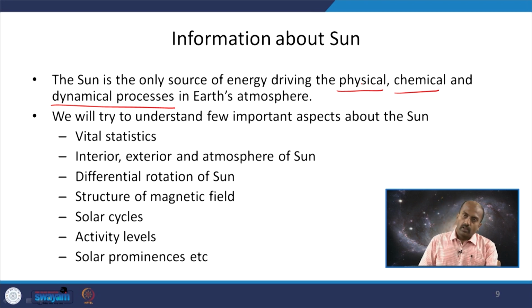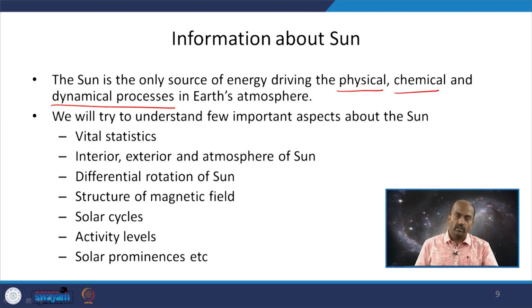Let us say, does the sun emit the same amount of radiation throughout, from eternity to eternity? Will it keep on emitting the same amount of radiation? Will it change over a period of time? Does the sun have any cycles just like any other star, any other main sequence star? Does the sun have any magnetic field? What does the magnetic field look like?